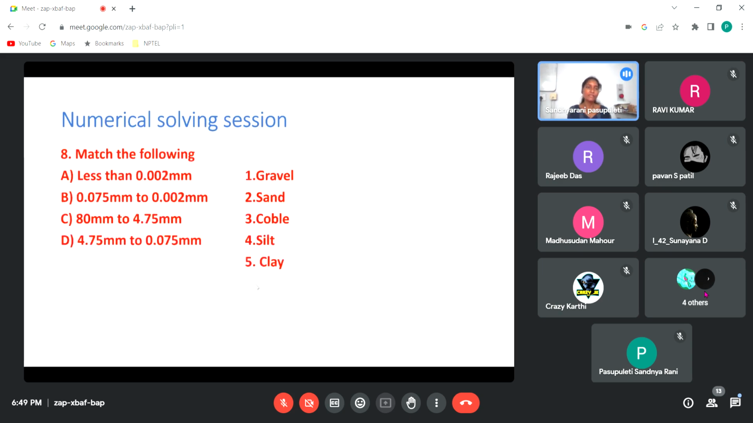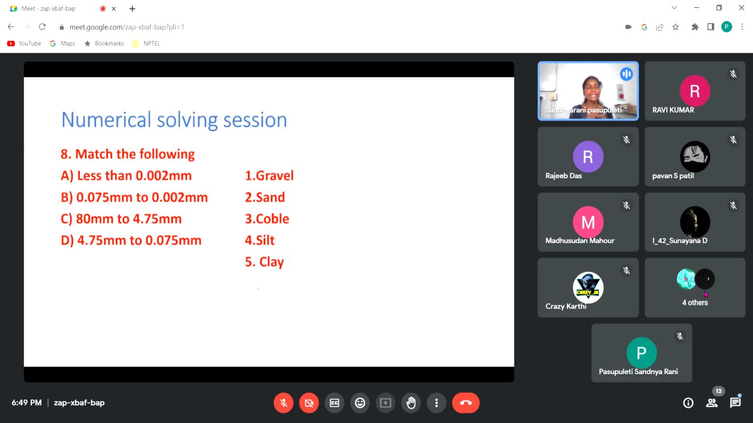So let us do one match the following question. Here I have given four types of soil sizes. A is less than 0.002 mm. B is 0.075 to 0.002 mm. C is 80 mm to 4.75 mm. D is 4.75 mm to 0.075 mm.